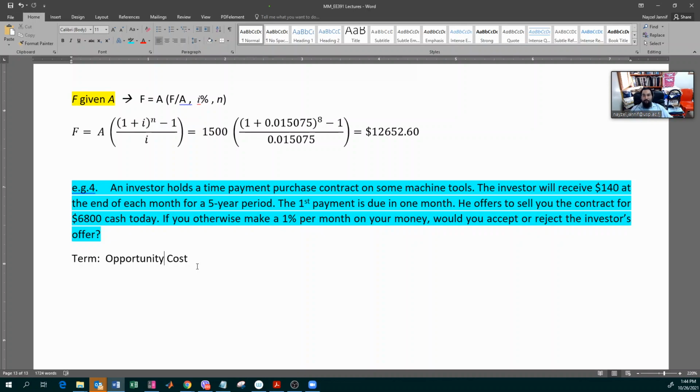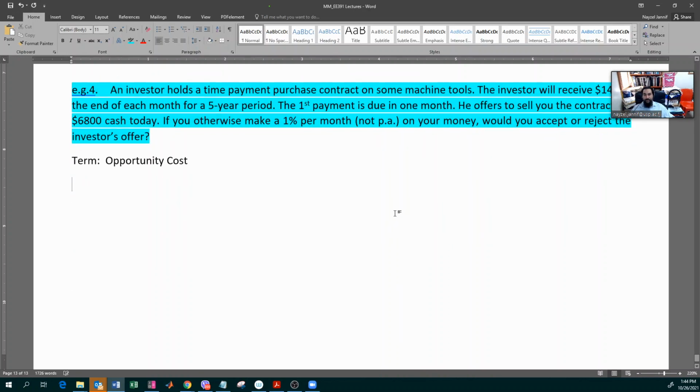Now, the opportunity cost for the 1% at the bank. This is 1% compounded per month. Let us say this is 1% per month, not per annum. Okay, 1% per month, and it's not per annum, in this particular situation. All right, so let us see what are the particular things which we can do over here.